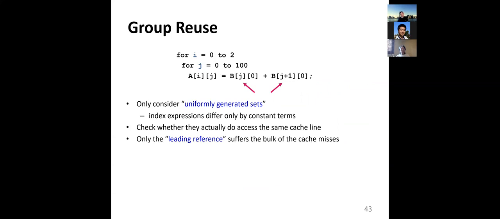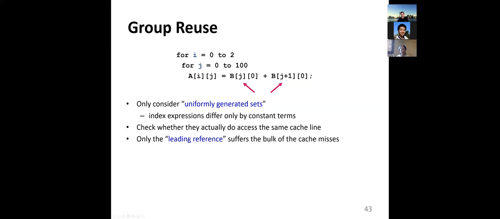Okay, then things can be a little bit more complicated with the group reuse. One thing we have there is that we only consider uniformly generated sets. So essentially index expressions differ only by constant terms. So the only thing we need to do is check whether they access the same cache line, right? Say B[j][0] and B[j+1][0].